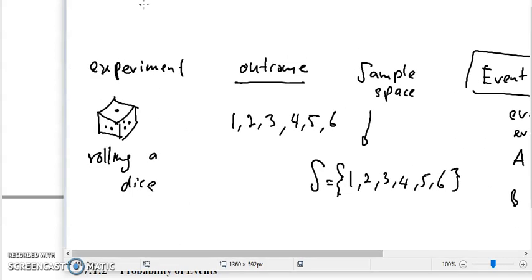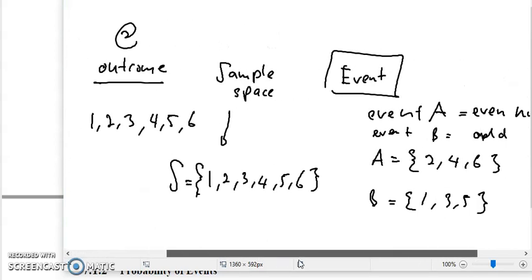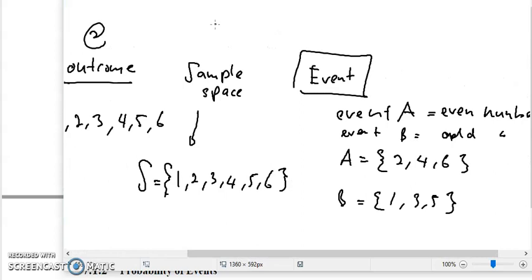So we are going to start from the experiment. After you do some experiments, you'll have the outcomes. After you've got the outcomes, you'll have the sample space. The sample space is what you get from the outcomes, right? The sample space is all the outcomes that you have, after you roll a dice.